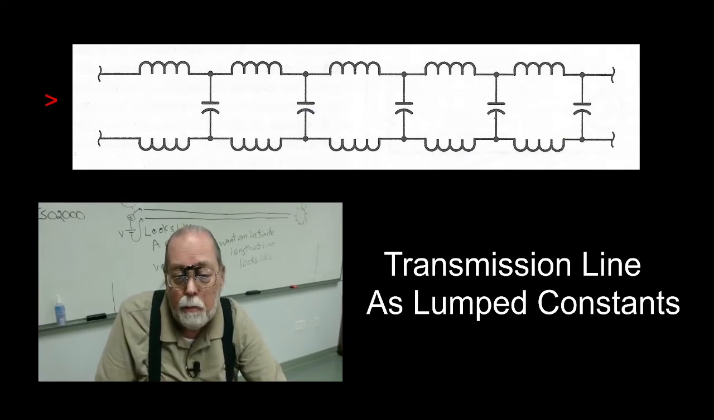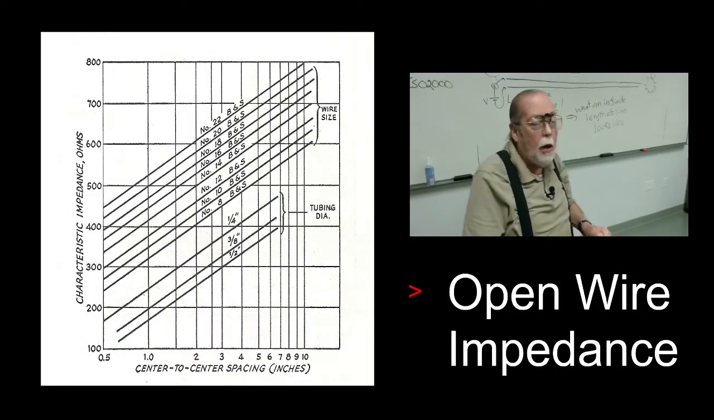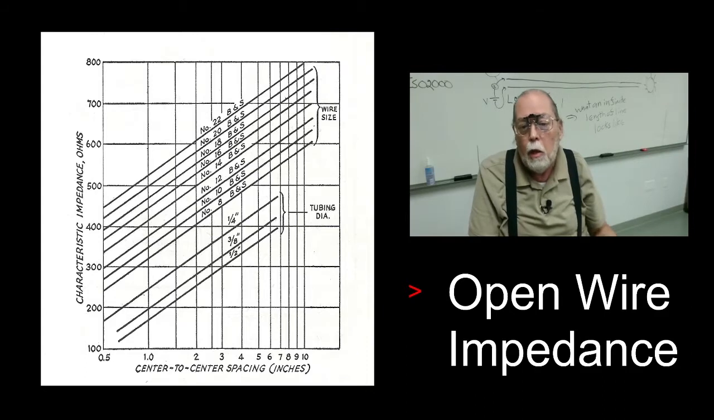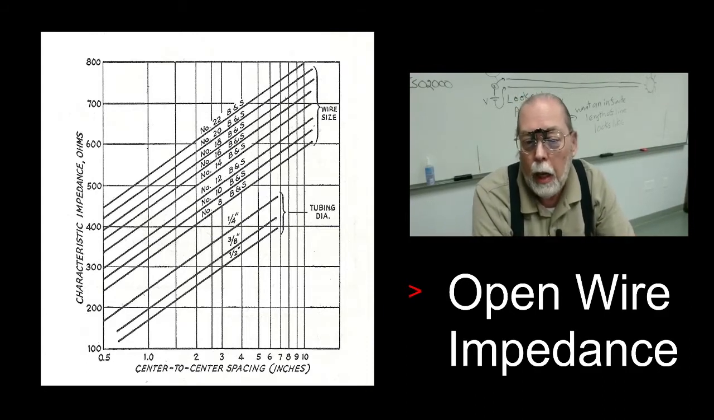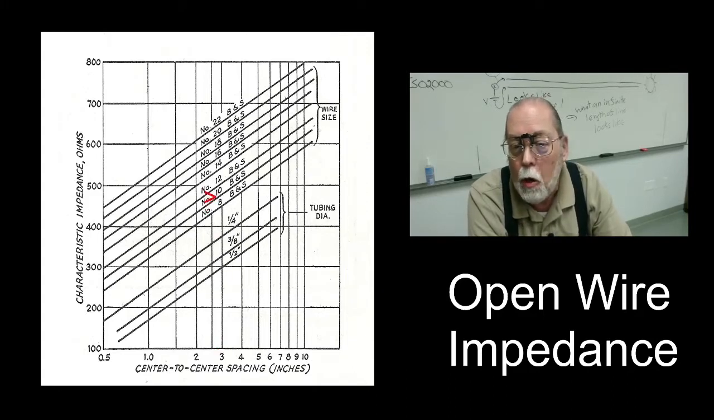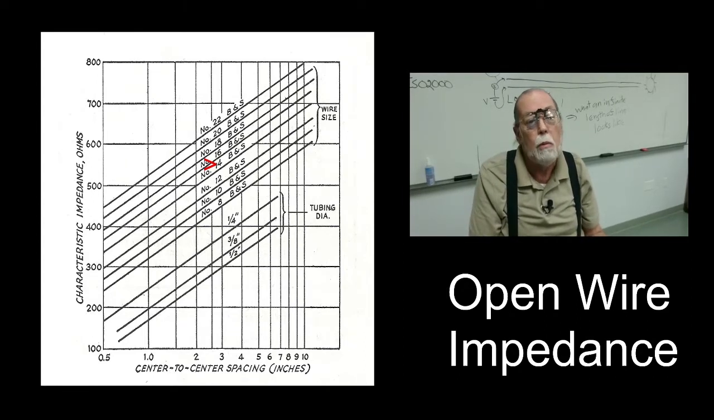So for instance, for open wire line, here is a chart that tells you, instead of plugging into some sort of complicated formula, you can just get this chart out of the antenna book. At the bottom here is the center to center distance, the spacing of the wires in inches. My line at home is spaced at 3.5 inches, and I'm using number 14 wire. So if we come up here to where the number 14 wire intersects the 3.5 inch spacing, you see that the characteristic impedance is about 550 ohms.